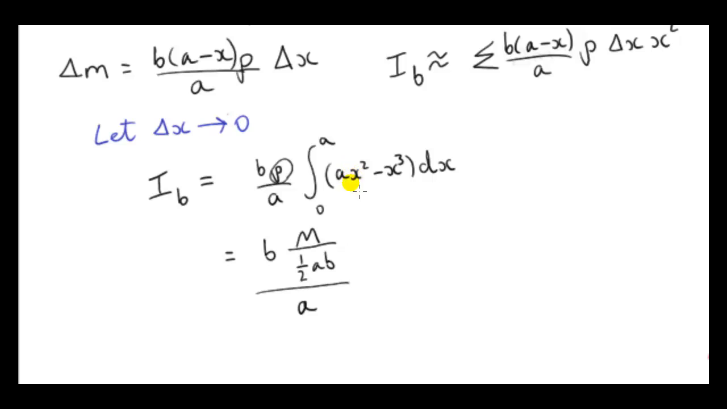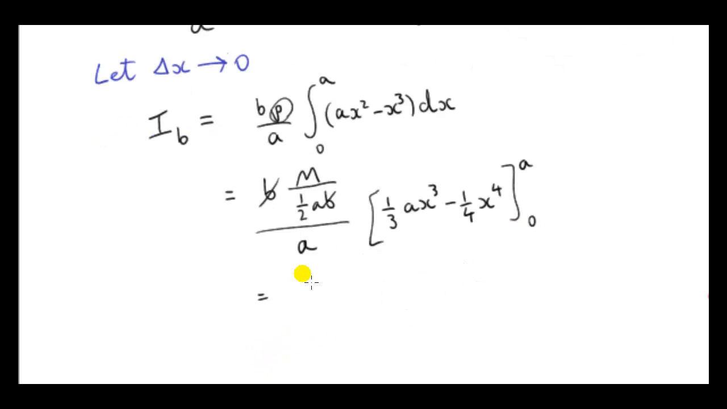Now, this is an easy integral. Integrating ax squared gives us a third a x cubed. Integrating x cubed gives us minus a quarter x to the power of 4. The limits are from 0 to a. Okay, so multiplying above and below by 2 here, we get 2m over a. And 2m over a divided by a is 2m over a squared.